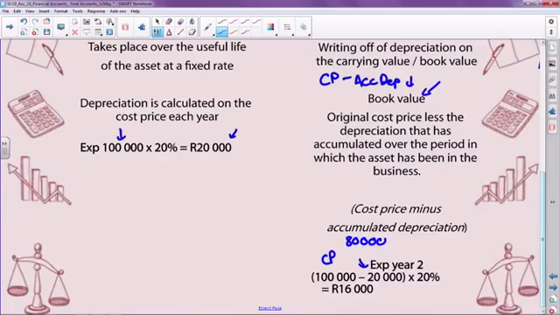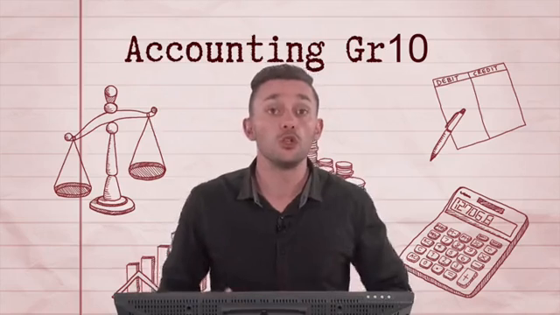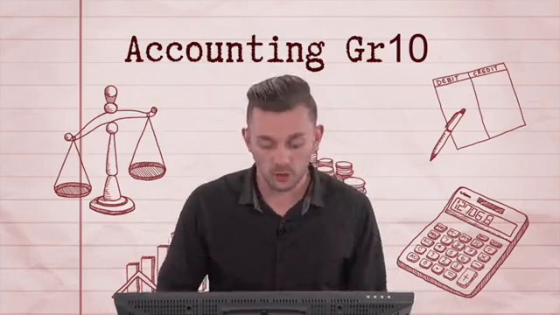And then 80,000 times 20% will give you then your depreciation for the year. And as you can see, we have the same cost price for different assets. From the first year to the second year, we do lose less and less and less. And that's what we're going to focus on.